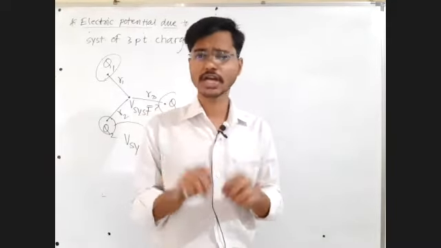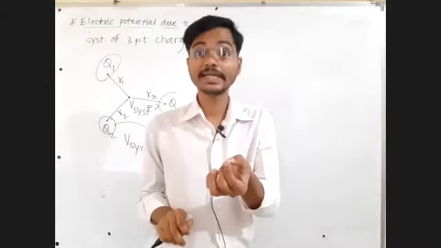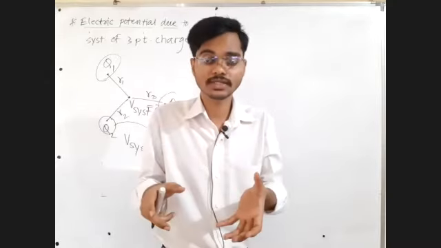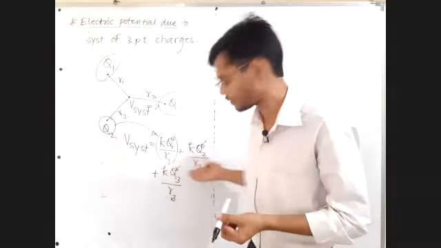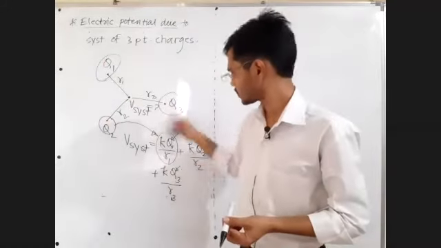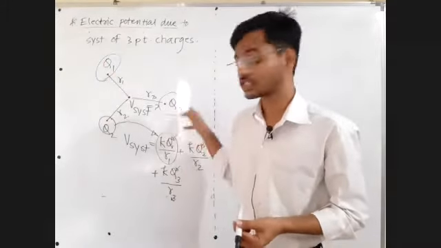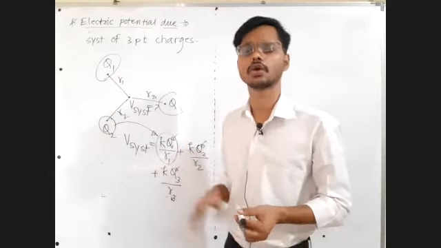So our charge system can be a point object. It can be a collection of point objects. That can be tackled with this logic. Three point charges, three terms will be there. Four point charges, four terms will be there, and so on.